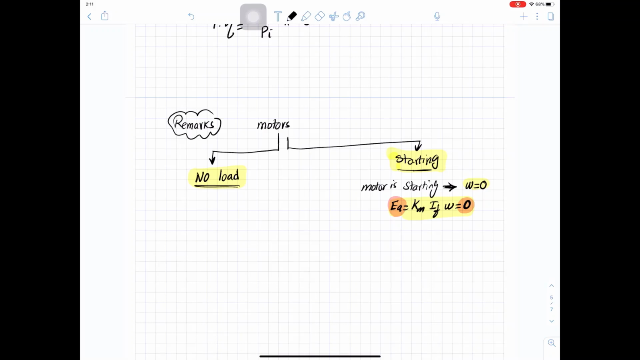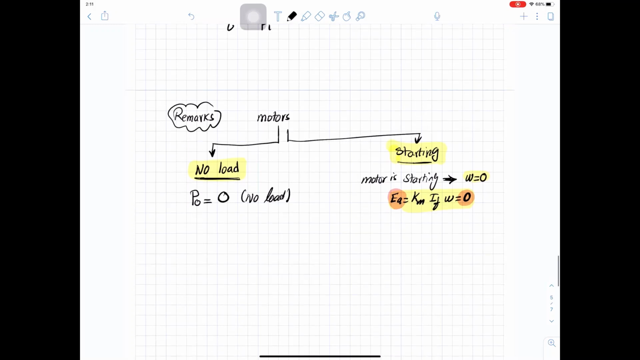At no load, no load means your P output is 0. The output power is 0, which means you took the motor out of the box and you just plugged it into the electricity, so it is freely running. Or think about your car being parked with the gearbox at N, at neutral. This is what is meant by no load.